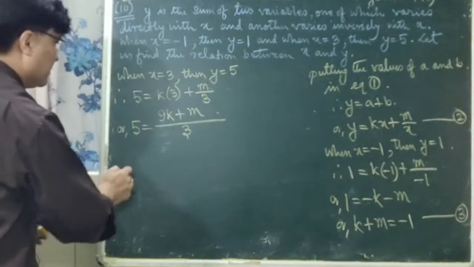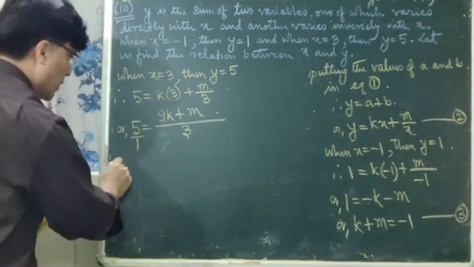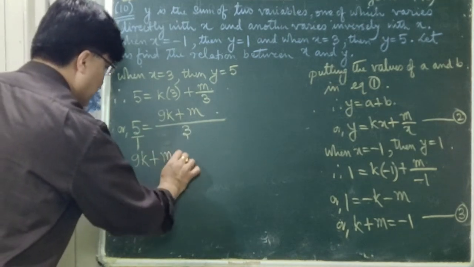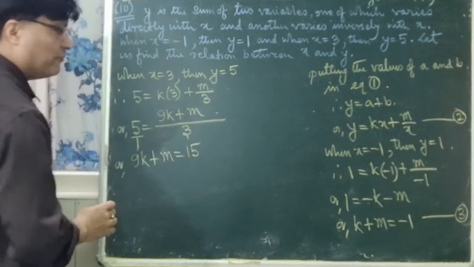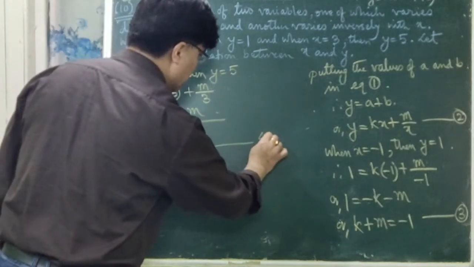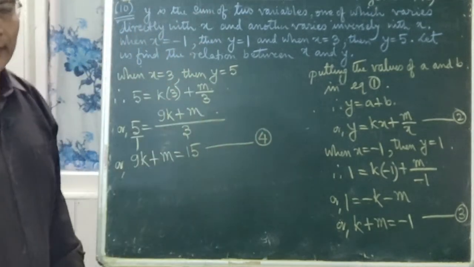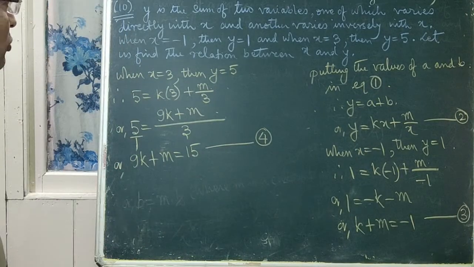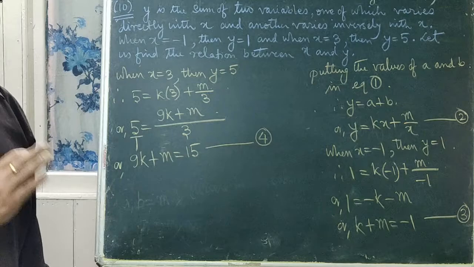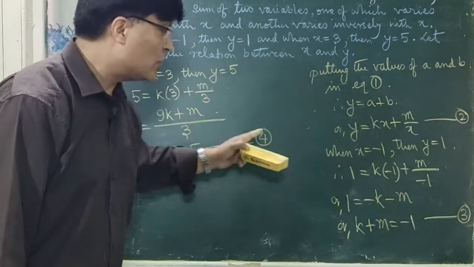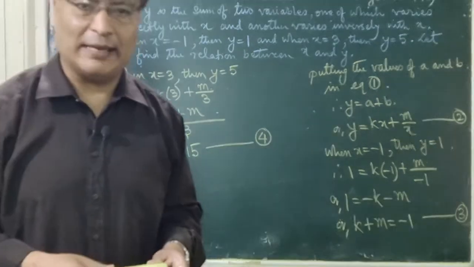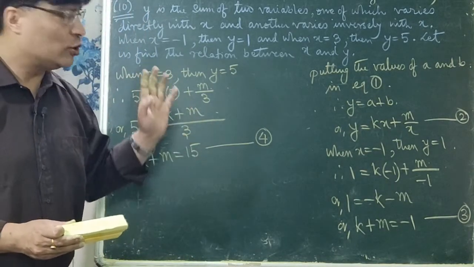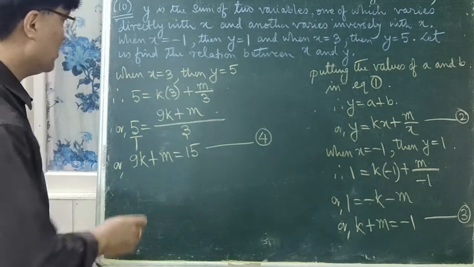So now next, let us cross multiply. Below 5 there is 1. Now cross multiply by 1. 9k plus m is equal to 5 3s are, it is 15. Let us mark it number 4. So I think you have understood it. Now what will you do in the next step? In the next step, you have to solve these 3 and 4 to get the values for k and m. Now we need the values of k and m. Let us solve it. You know how to solve this simultaneous equation, okay?